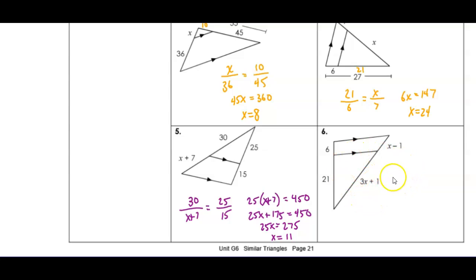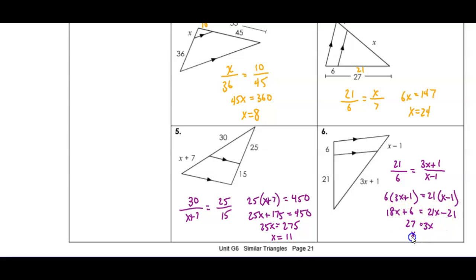And we'll set this one up the same kind of way. So I have 21 over 6. And coming from the same part of the triangle as the 21, we have 3x plus 1 over x minus 1. So one diagonal is 6 times 3x plus 1. The other diagonal is 21 times x minus 1. So we distribute. And then we combine terms. So I'm going to get 3x on this side. If I add 21 over to here, I get 27. x equals 9. All right. So hopefully not too many difficulties for you on those.